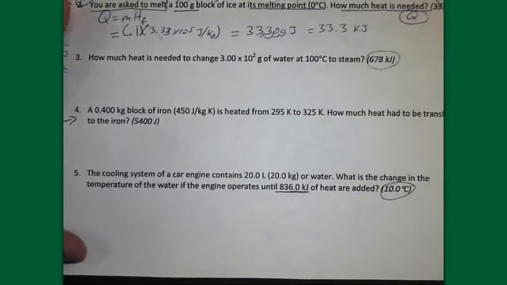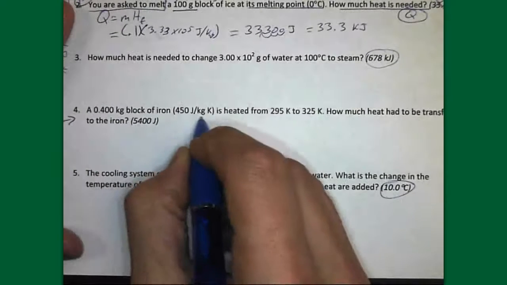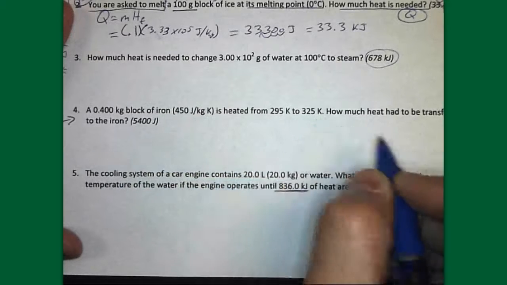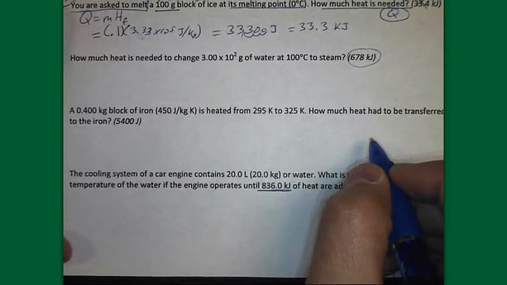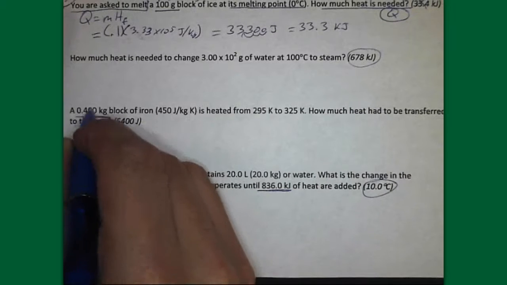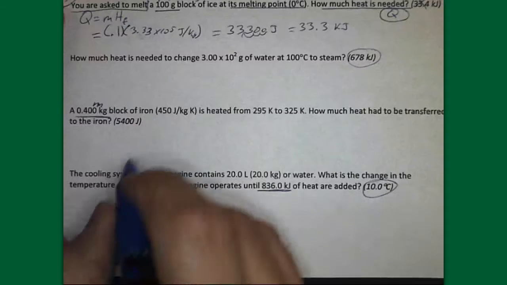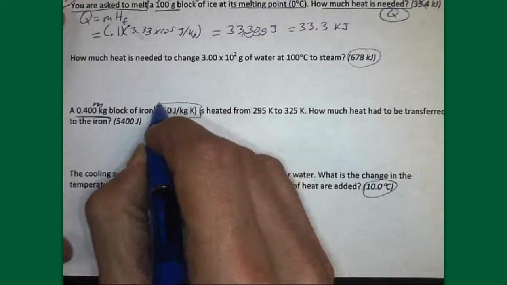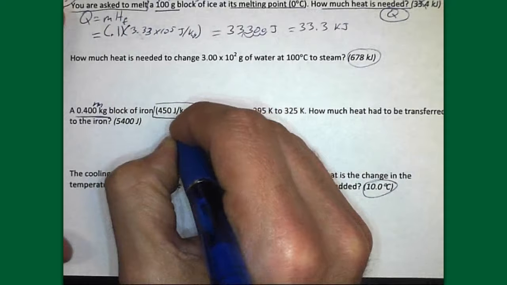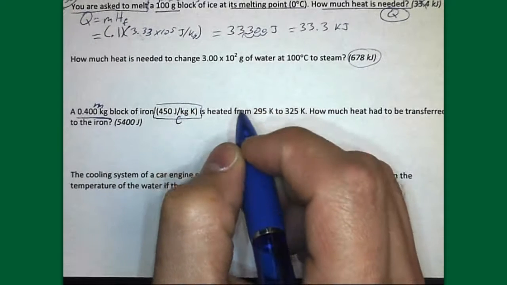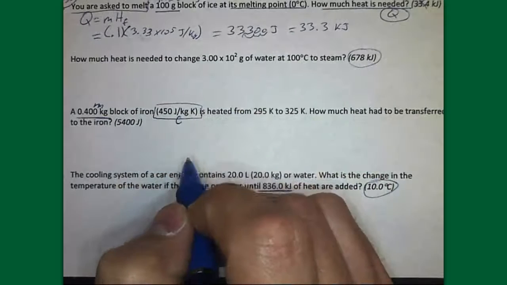Number 4. A 0.4 kilogram block of iron is heated from 295 K to 325 K, and we want to know how much heat had to be transferred to the iron to do that. Well, let's look at what we're given. Hopefully you know that this is the mass, and we don't have to convert that. It's already in kilograms. 450 joules per kilogram Kelvin. I hope you can realize that this is C, the specific heat. And you only know that because you should know the units for specific heat, which are joules per kilogram Kelvin.